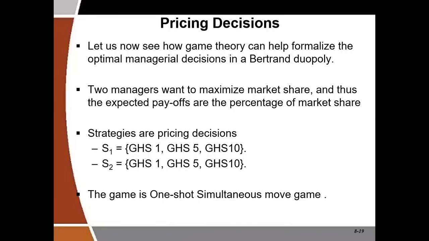So here, two managers want to maximize market share, and thus the expected payoff for this scenario will be the percentage of market share that they will get at the end of the day. And of course, the strategies are their pricing. So here we have 3 strategies. We have to set 1 Ghana cedi as a price, set 5 Ghana cedis, or set 10 Ghana cedis. Those are the strategies for player 1. And then we also have strategies for player 2: to set a 1 Ghana cedi, 5 Ghana cedis, or 10 Ghana cedis price. And then the game is a one-shot simultaneous move game.